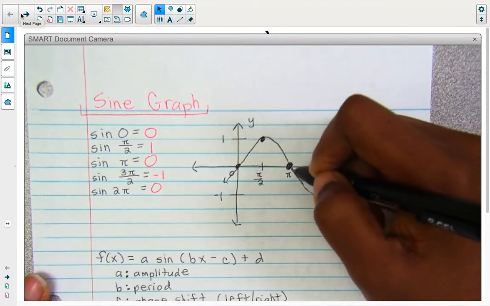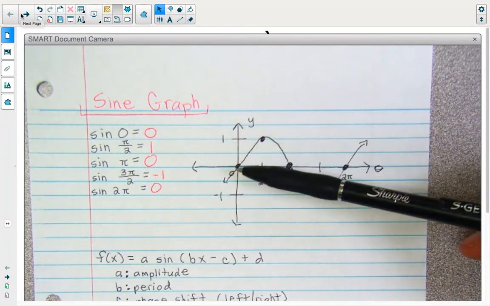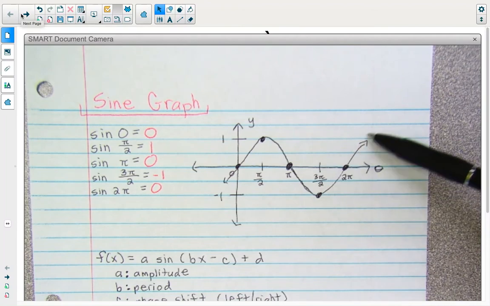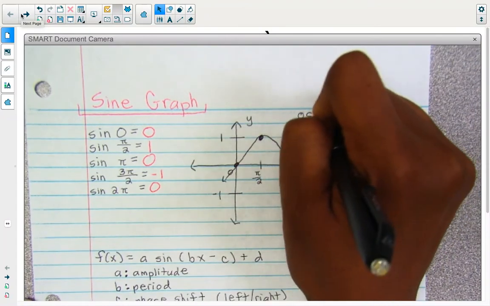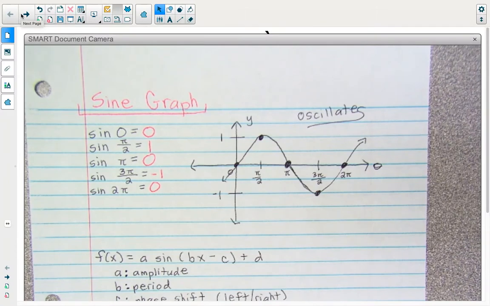Okay, so it makes a wave. So this is what the sine graph looks like. It makes a wave. It goes up and down, up and down. And it's going to continue to do this forever and always. So it's what we call oscillates. Oscillates, think of like a wave. It just continues to go up and down, up and down, up and down. It's going to repeat over and over again. So the sine graph and the cosine too, but today we're just looking at sine. The sine graph is going to go up and down and up and down.